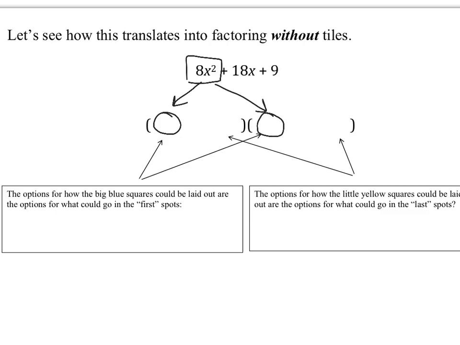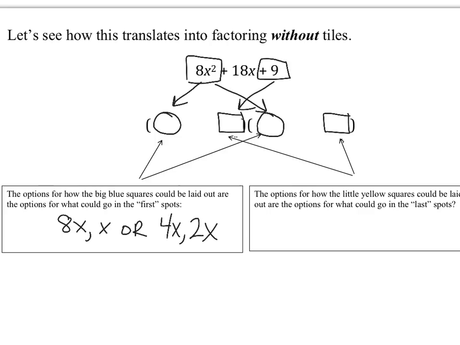So the only things I could put there is I can put an 8x and an x, or I could put 4x and 2x. Those are my only options, because 8x times x is 8x squared, and 4x times 2x is also 8x squared. So now the other thing to look at is the last term. So I'm going to go ahead and put boxes here. What goes here? Well, whatever goes here has to give us 9, right? So whatever goes here and here has to give us 9 because those are our last terms.